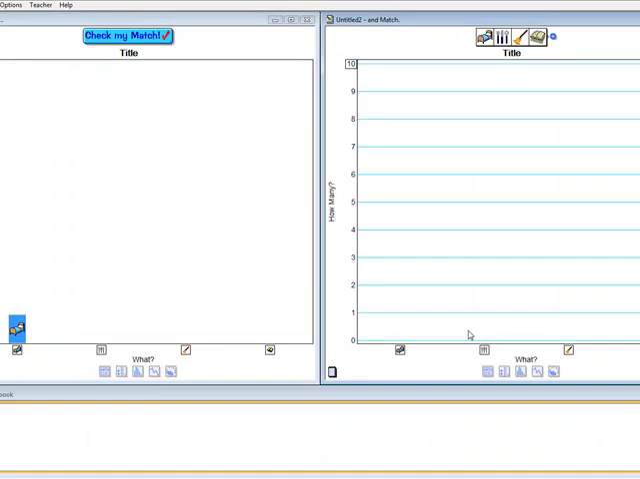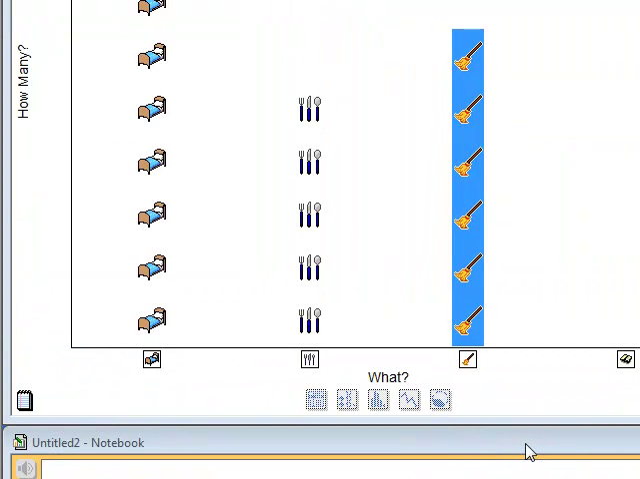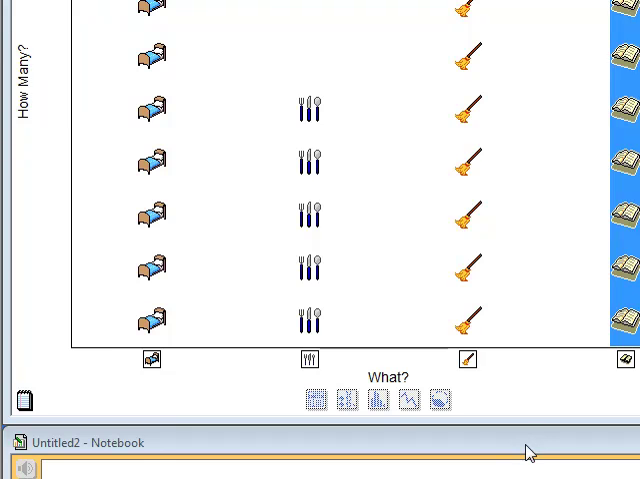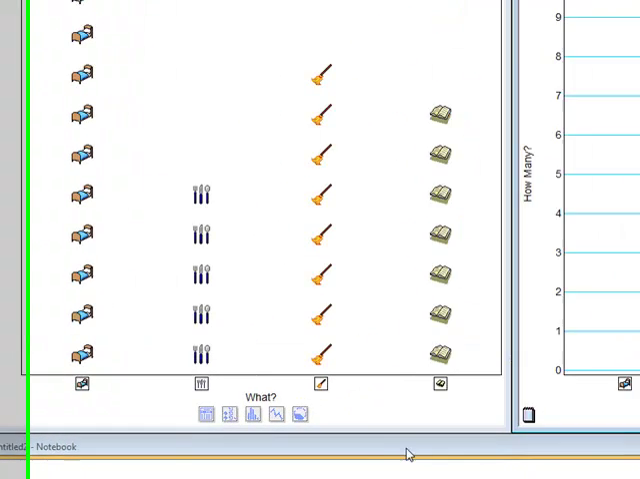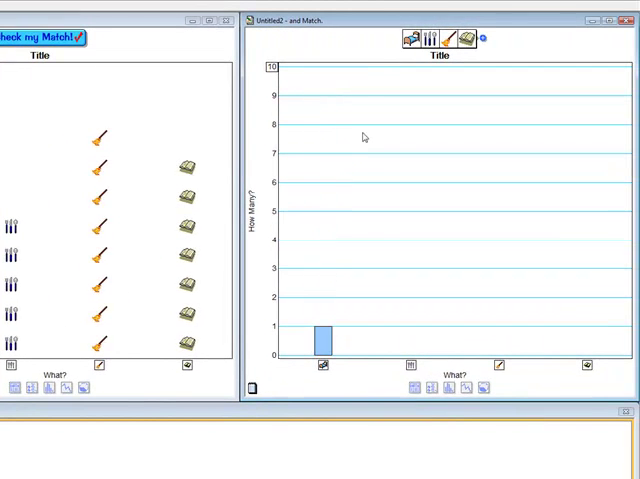In the Match Graph section, you are given a pre-made graph, and the objective is to make the blank graph on the right match the one on the left. This helps students with counting, manipulatives, and graph understanding.